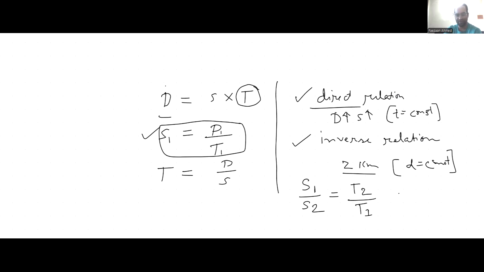So what do we understand from this concept? We understand these two beautiful ideas, that if you increase the speed, your distance is going to be more. And with respect to speed and time, S1 by S2 will be equal to T2 by T1. But of course, distance is constant. Otherwise, it won't work. Okay.